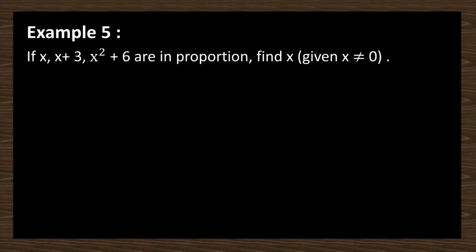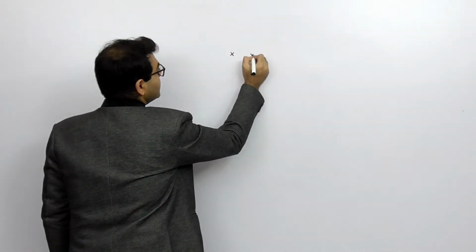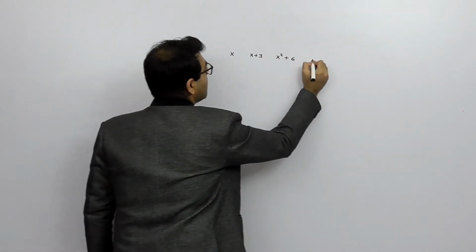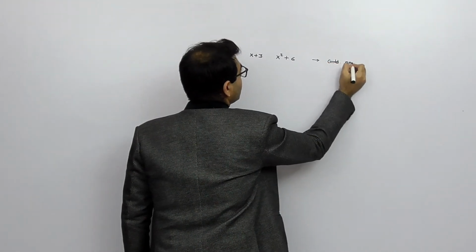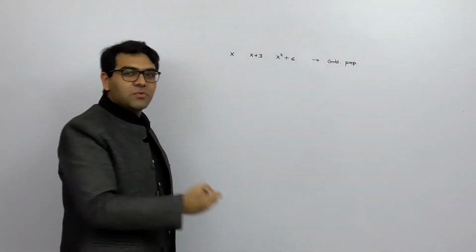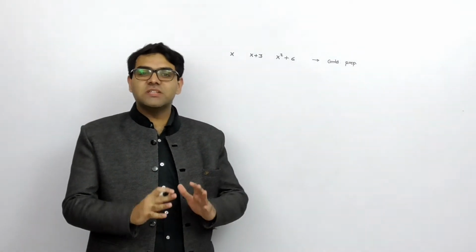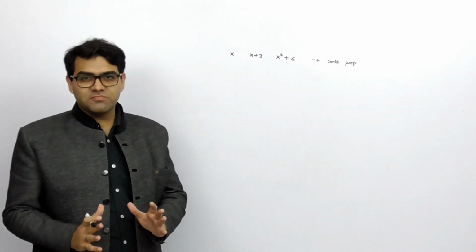If x, x plus 3 and x square plus 6 are in proportion, find x. Most of the students begin this question by assuming that x, x plus 3 and x square plus 6 are in continued proportion. Where did my question say that these are in continued proportion? The question simply states that we are given three entities which are in proportion.